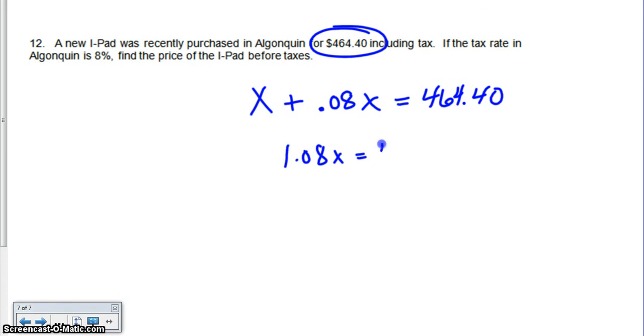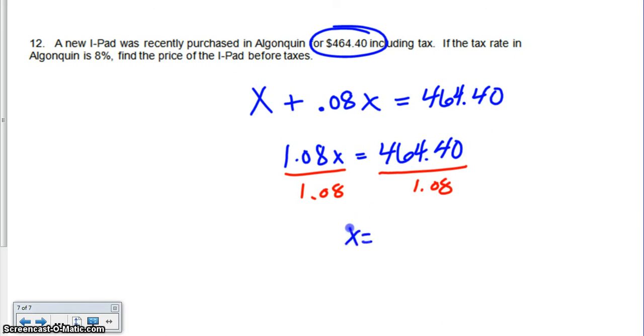And I know some of you are not striving to program cash registers, but this is totally a use of it. So we're going to divide both sides by 1.08 and get our answer. Let's see here. 464.40. 108% paid into the register. Okay, so originally this iPad cost $430.